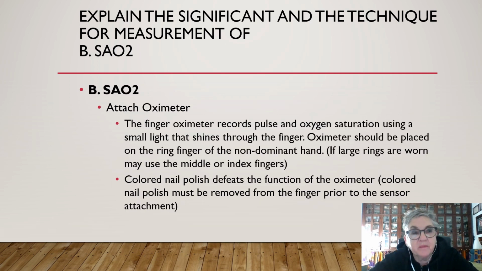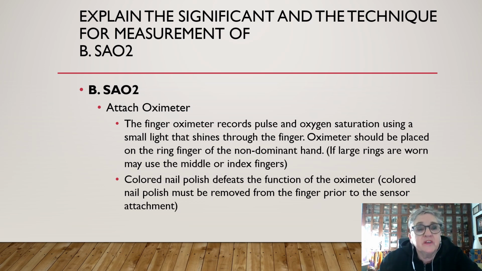Let's talk a little bit about SaO2 monitoring, SpO2 monitoring. To attach the oximeter, you attach the oximeter to the finger. It records the pulse and oxygen saturation using a small light that shines through the finger. Oximetry should be placed on the ring finger of the non-dominant hand. If large rings are worn, it may use the middle or index fingers.